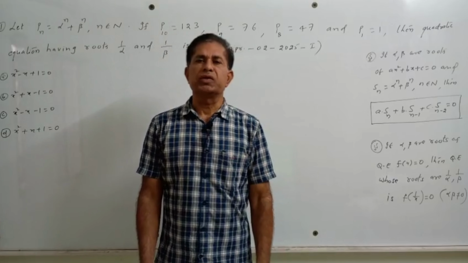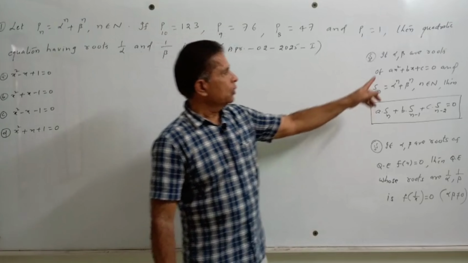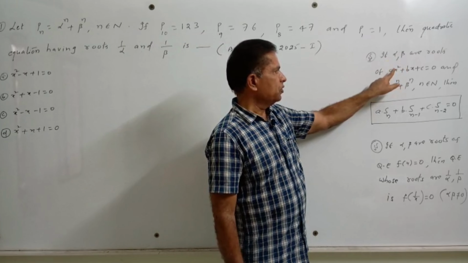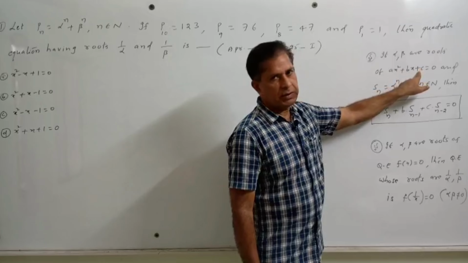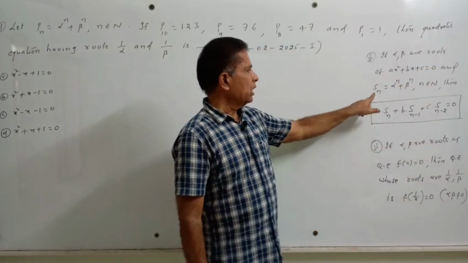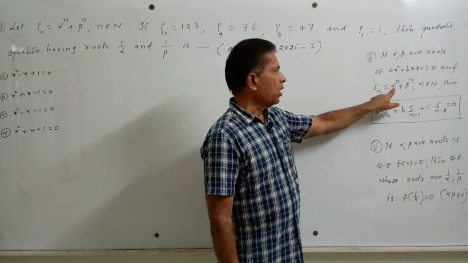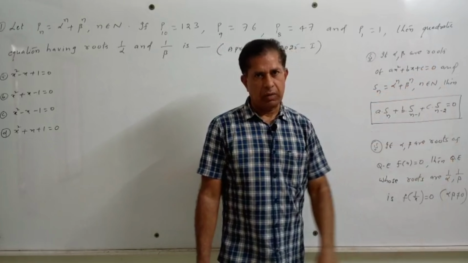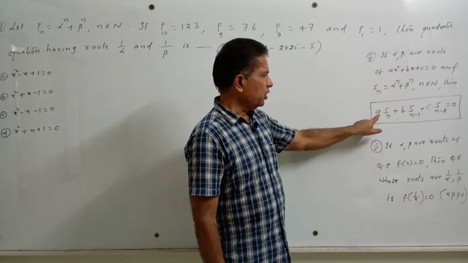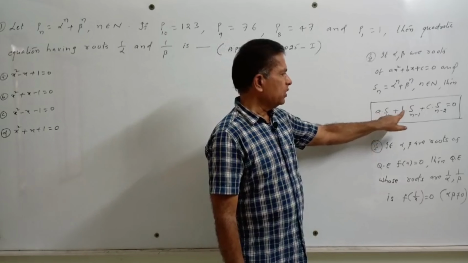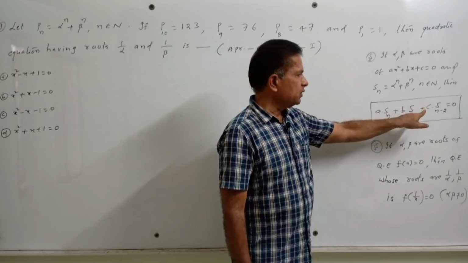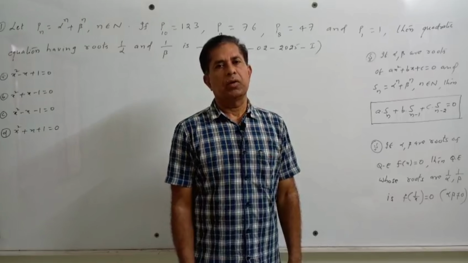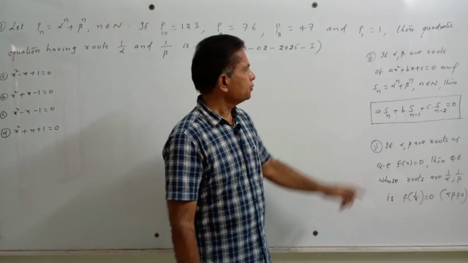So what is Newton's recurrence formula? If alpha, beta are the roots of the quadratic equation ax square plus bx plus c is equal to 0, and Sn is equal to alpha to the power of n plus beta to the power of n, n belongs to capital N, then we can write a into Sn plus b into Sn minus 1 plus c into Sn minus 2 is equal to 0. That is called Newton's formula.